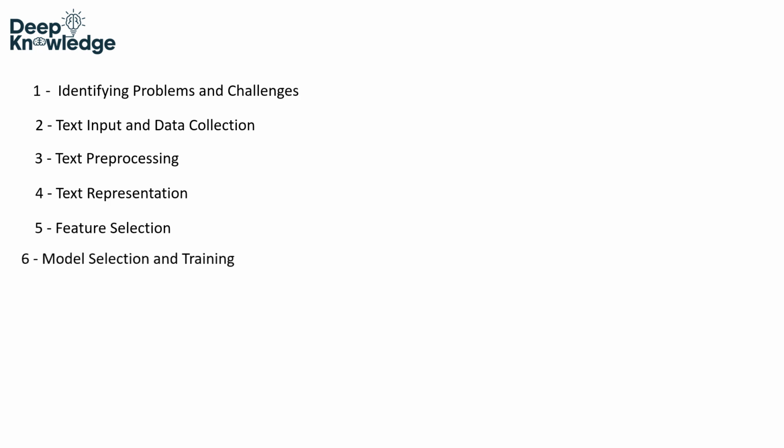6. Model selection and training. Now it's time to select the appropriate model based on our specific problem and the nature of our data. We have options ranging from traditional models, such as logistic regression and support vector machines, to deep learning architectures like LSTM, GRU, or transformer-based models. Training our model involves using a labeled dataset and applying techniques like backpropagation to adjust the model parameters.